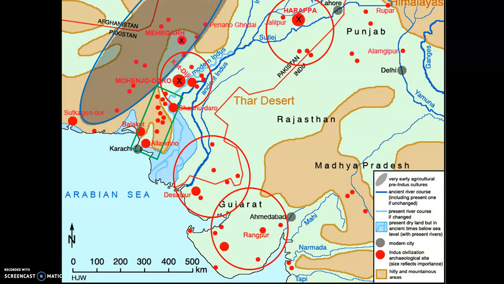fishing resources, etc. There's a larger concentration down here around Balakot, Chanhudaro, and Alandino, because all three of these towns, if we can see how it's present dry land, but in ancient times it was below sea level, you can see were all originally coastal towns on the Arabian Sea, thus giving access to foreign trade.